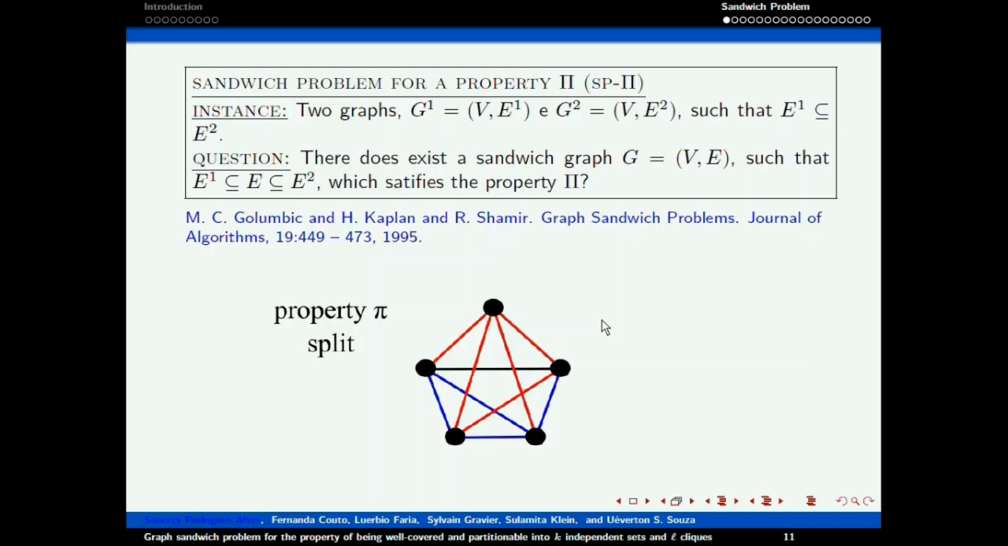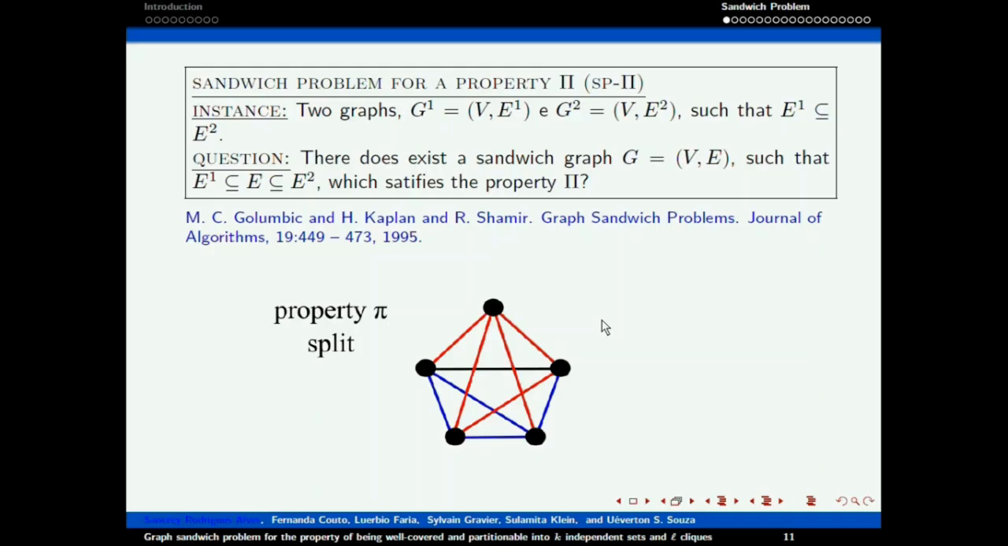In order to illustrate the problem, we will represent an instance of the sandwich problem where the property P is a split graph. We note that there are three types of edges. The forbidden edges in red, which do not belong to the solution if there exists a solution. The mandatory edges in black, which must belong to the solution if there exists a solution. And the optional edges in blue, which can be used in order to obtain a split graph.